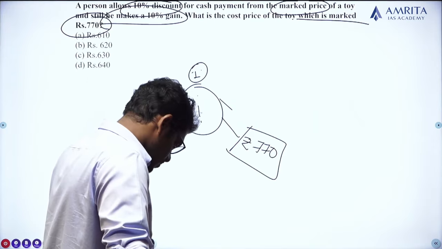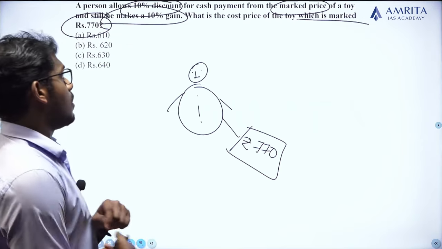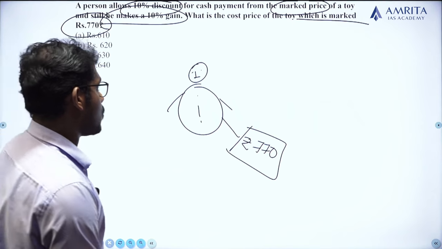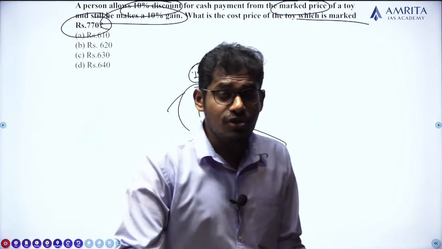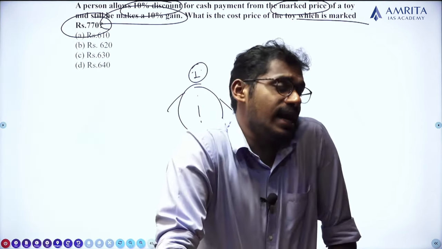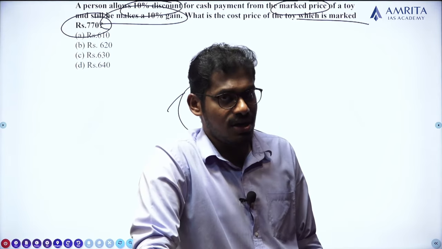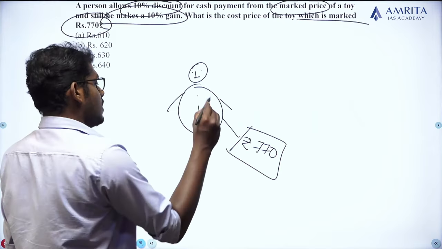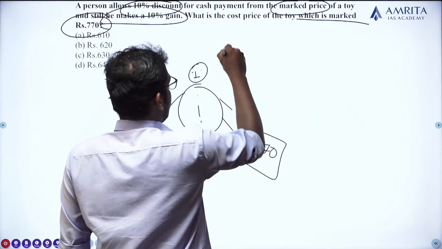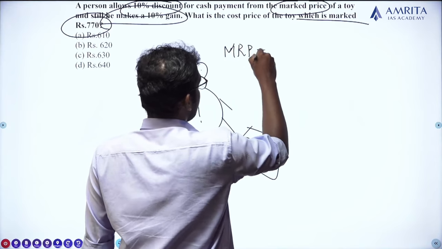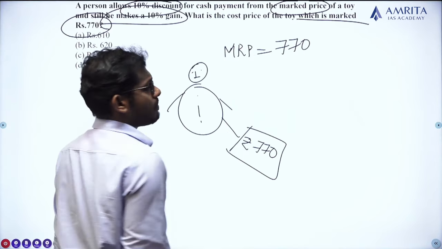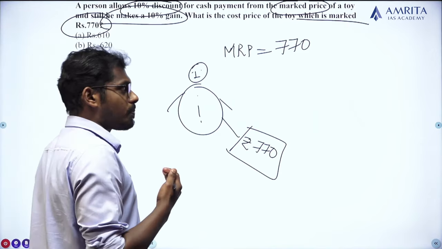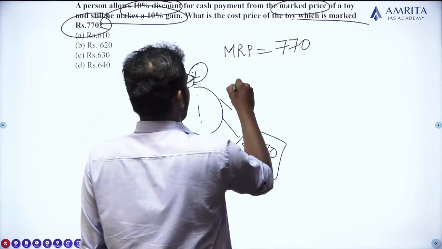Clear? Okay, so actually the shop owner or the merchant was in favor of providing a discount of 10%, but even after providing the discount, he or she has a profit of 10%. So we have to find out what actually is the cost price of this particular toy. Okay, fine. So the MRP is 770. Am I right? Yes. And the merchant is willing to provide a discount of 10%.